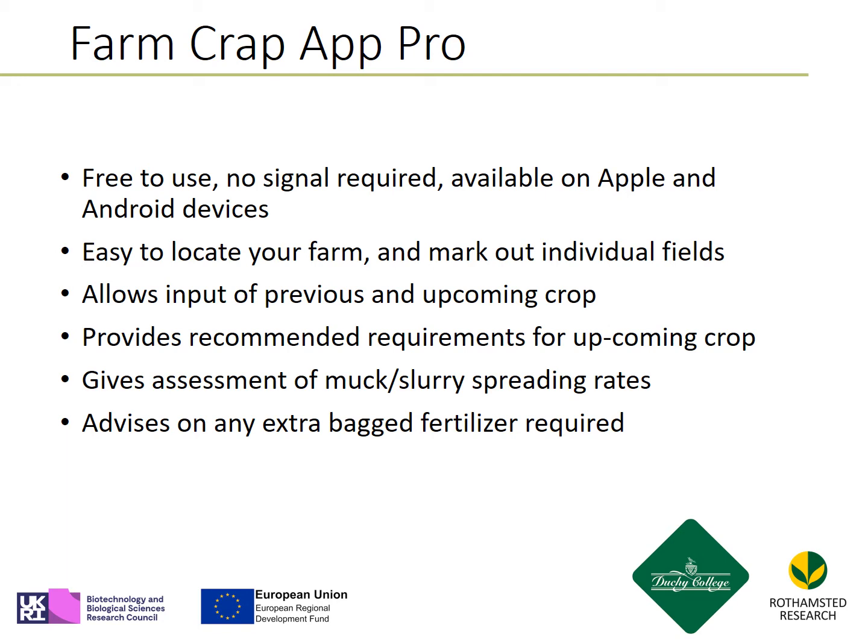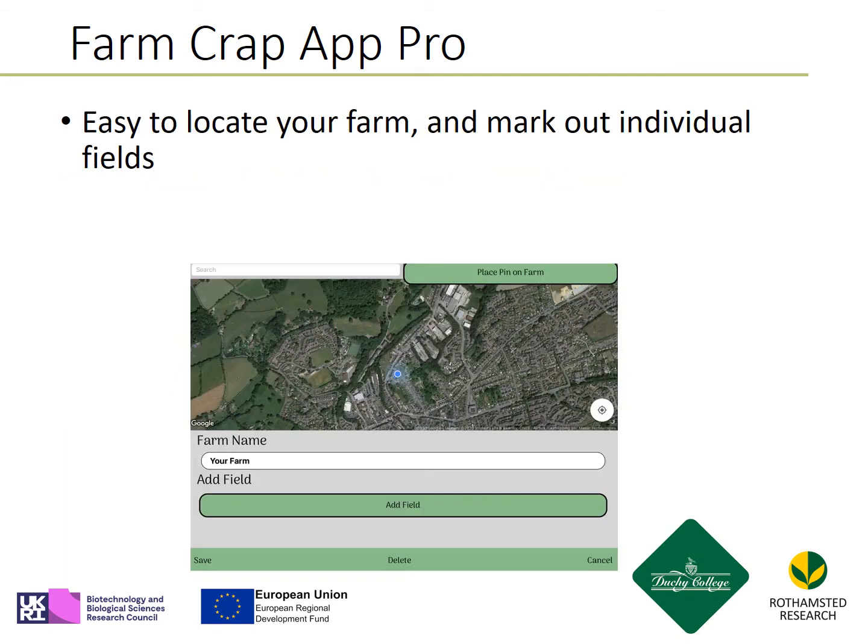You might have seen the symbol for the Crop App Pro in the RB209 manual, because it takes all of its calculations from the fertiliser recommendation handbook. It gives you an assessment of how much organic material you've actually spread, and then gives any advice about extra bagged fertiliser if that should be required.